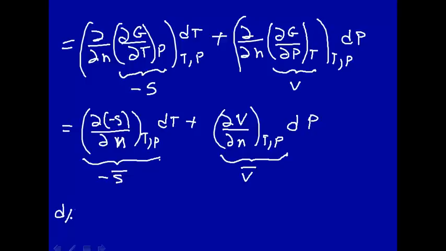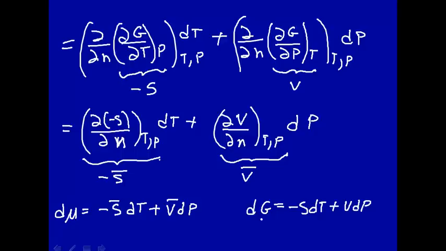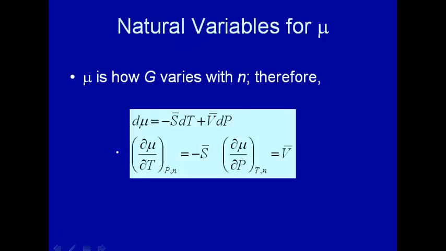So we can rewrite this as minus S-bar dT plus V-bar dP, with the partial molar quantities. If we contrast and compare what we did for dG, remember dG is minus S dT plus V dP. So it's very similar, except that instead of entropy and volume, you have partial molar entropy and partial molar volume. So how chemical potential varies with temperature is minus the partial molar entropy. Same way with how chemical potential changes with pressure.